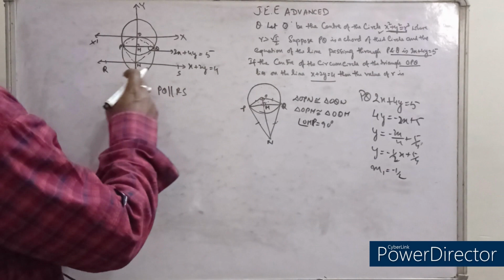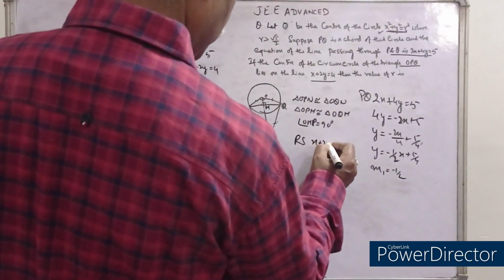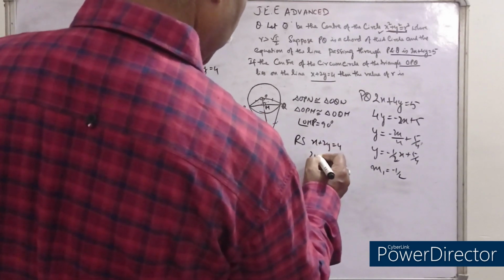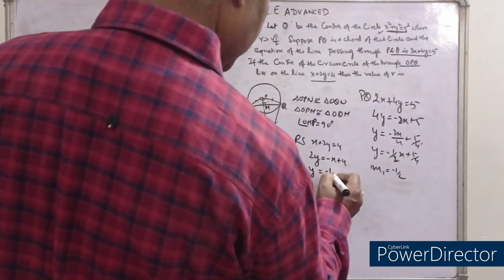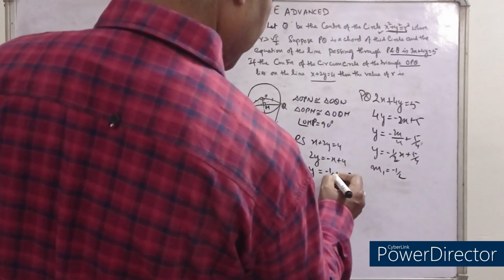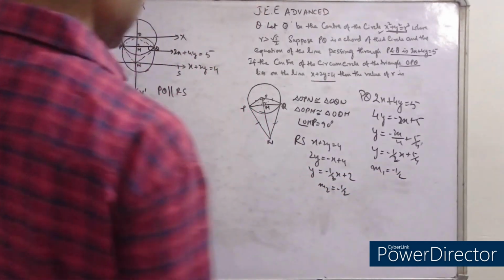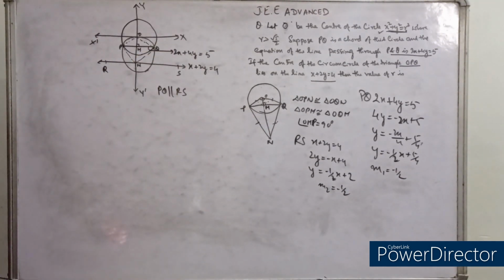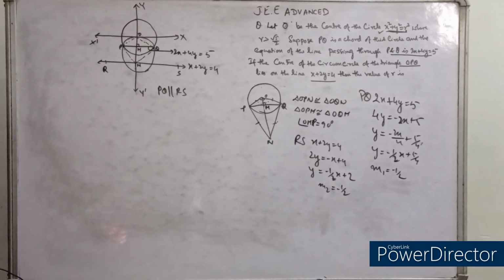And if you go for this line RS, for the RS line, x plus 2y is equal to 4. So 2y is equal to minus x plus 4. So y is equal to minus 1 by 2x plus 2. So here you see that the slope M2 is minus 1 by 2. So these slopes are equal. So these two are parallel.